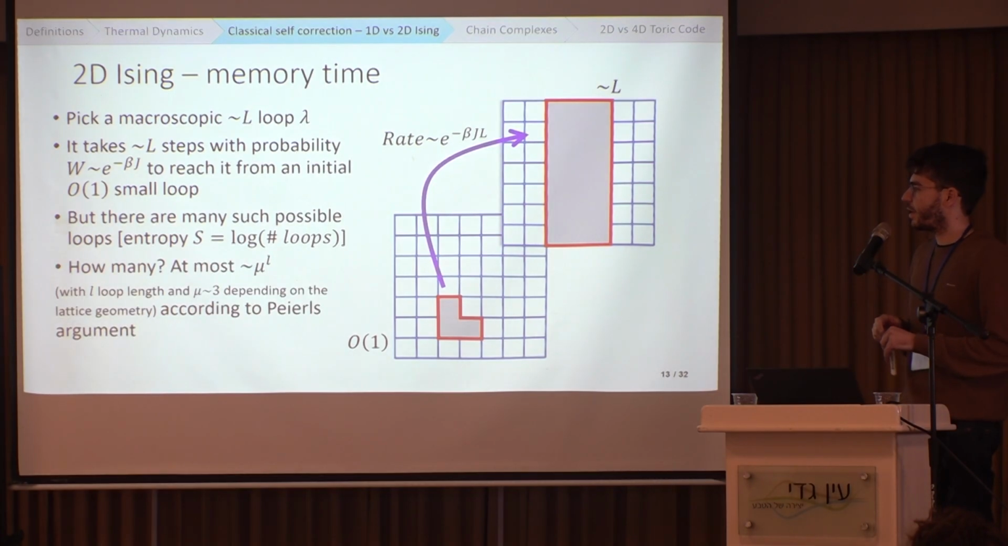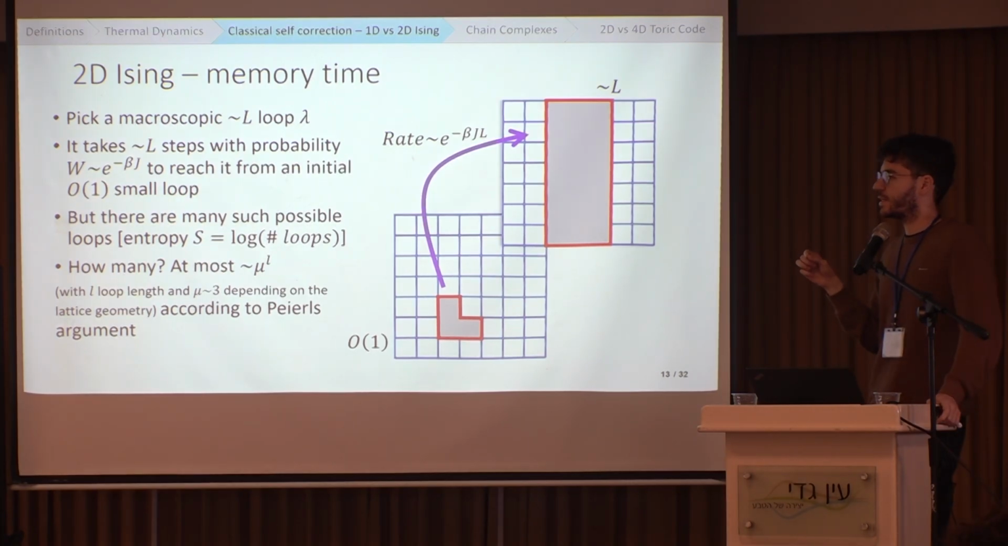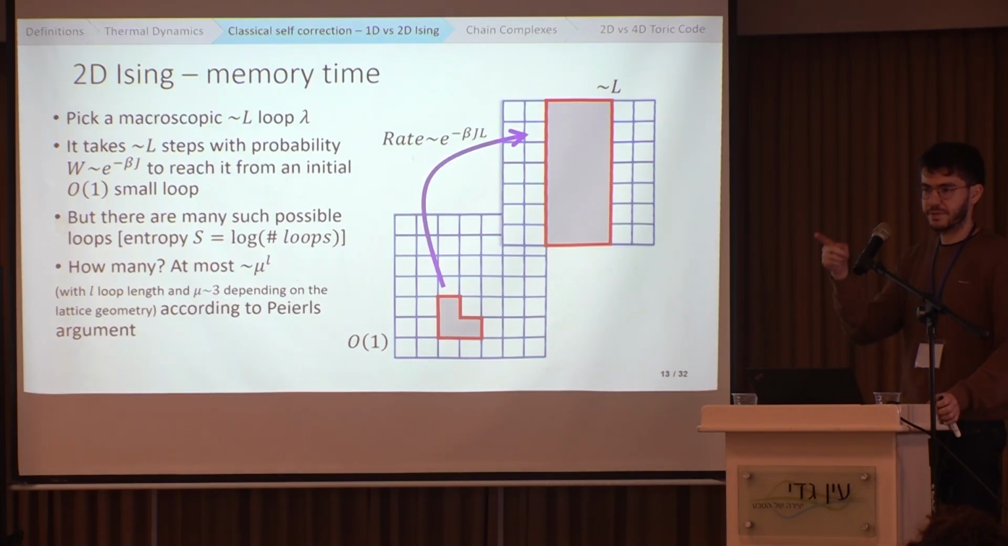We can bound this number with mu to the L, where mu is some constant around 3, which depends on the lattice, and L is the length of the loop. This is called the Peierls argument. The idea is that we can just count the number of strings of length L, and closed loops with length L are a special case, so we can bound it from above with this bound. Questions? Yes?